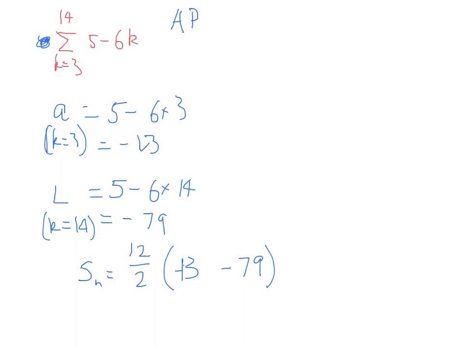Okay. So you can subtract the two numbers there, 14 minus 3, and then add 1, or however is helpful for you. So our sum there is just 6 multiplied by negative 92, which is negative 552.